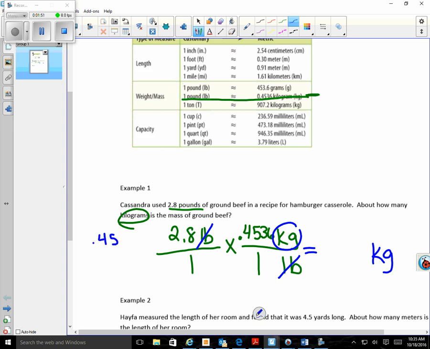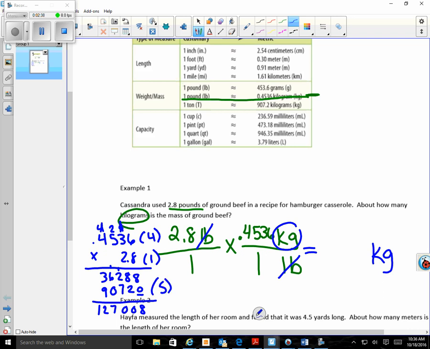So 0.4536 times 2.8. Okay? So it's going to be a lot of multiplying. So 6 times 8 is 48. Then 8 times 3 is 24, and so on. Then a 0 placeholder. And 2 times 6 is 12. When I add them all up, I get 1,270 hundred-thousandths, roughly. And I have 4 decimals here and 1 here for a total of 5. So 1, 2, 3, 4, 5.